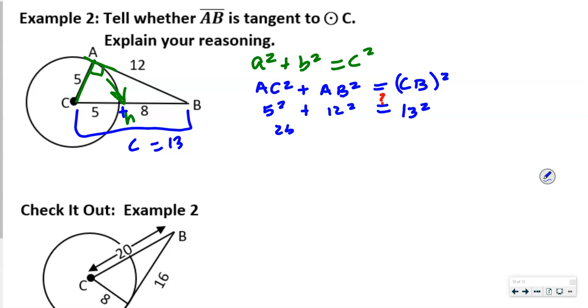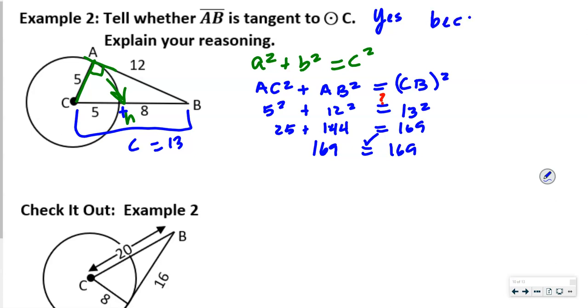So this is 25 plus 144 equals 169. So 25 plus 144 is 169. So 169 does equal 169. So yes, it is tangent. So tell whether AB is tangent to C. The answer is yes, because angle A is a right angle. Okay.